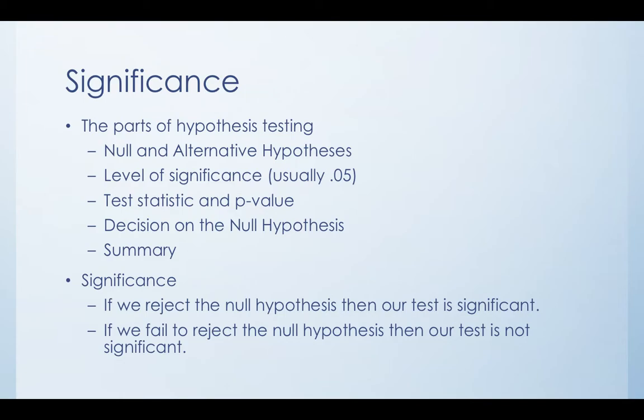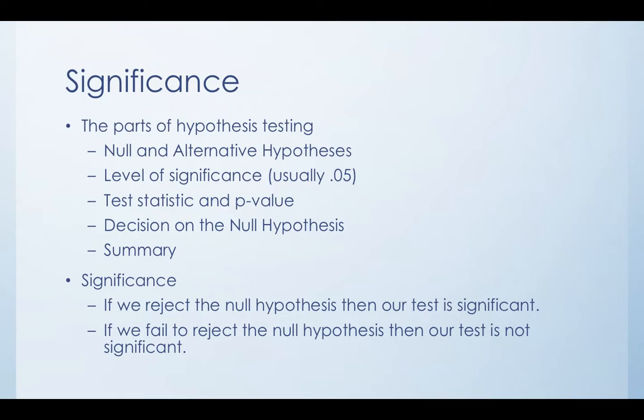Okay, so the parts of hypothesis testing: state the null and alternative hypothesis. We'll talk about that a little bit more. The level of significance. Guys, usually it's 0.05. In fact, in research, you rarely see your level of significance anything other than 0.05. You calculate your test statistic and p-value. We'll use technology to do that, make your decision on your null hypothesis, and write up a brief summary.